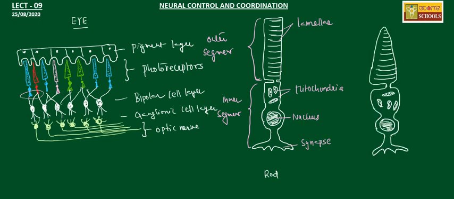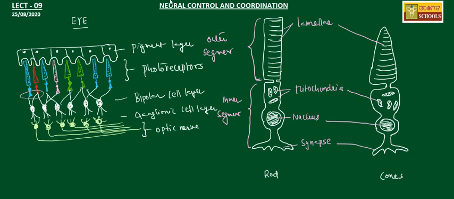Now coming to cones, this is the structure of a cone and how it looks. There is a clear difference between the rod and the cone. Just like in the rods, we also see the lamellae in the cones, and these are the mitochondria, and this is the nucleus, and this will form the synapse.